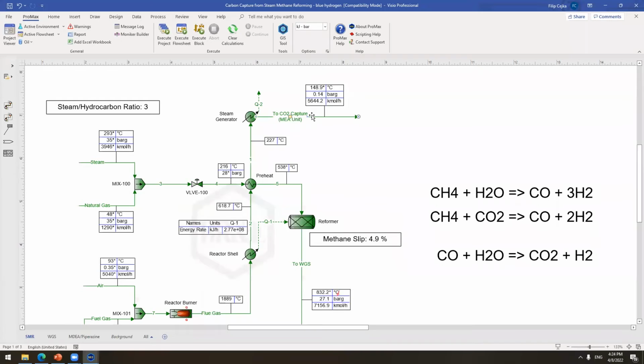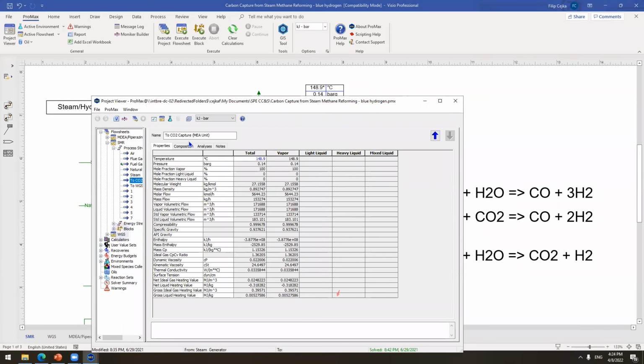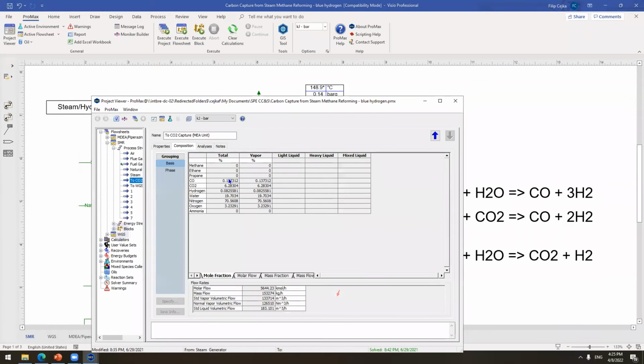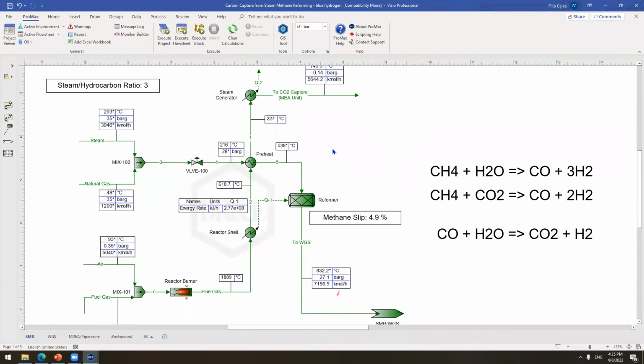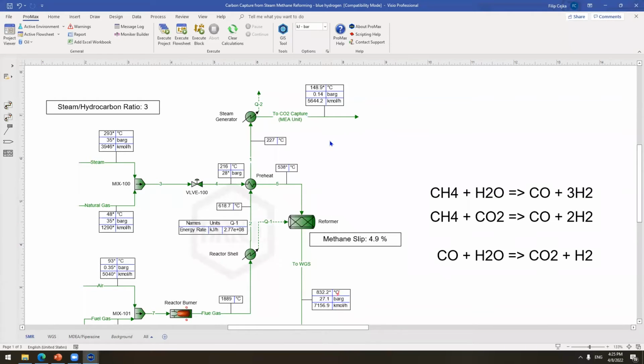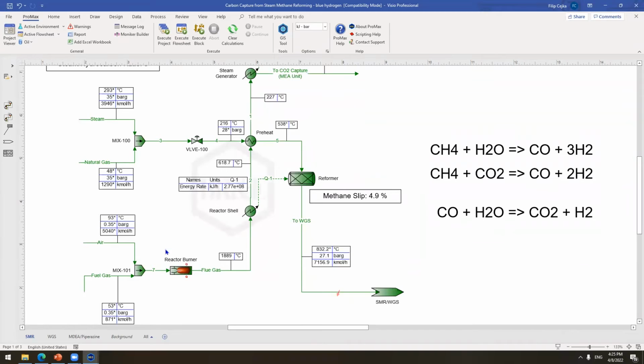I can click on the stream and show you what is inside. If you look at the composition, you can see it's mostly CO, CO2, some water, and nitrogen and oxygen. So that's basically our flue gas. As you can see here, I've written that it's going to the CO2 capture MEA unit. If we would like to make this whole process green, then we need to even capture the CO2 that is coming out of our reactor, out of our flue gas.